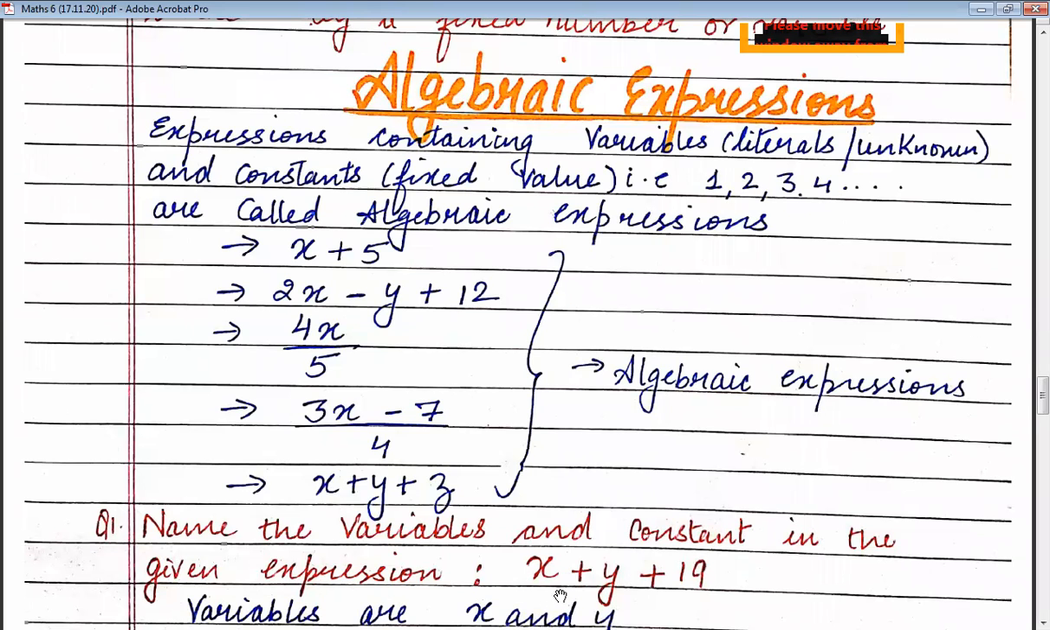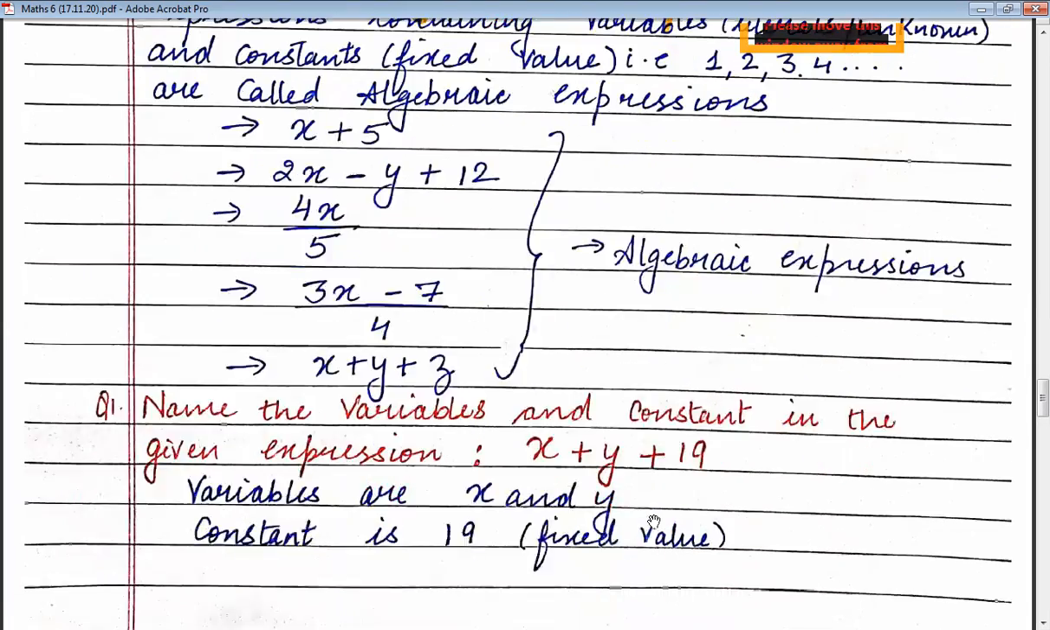When the numbers or variables are connected with a positive or negative sign, they become terms. So there are three terms: first term, second term, third term. Let me repeat: first term, second term, third term. The first term is x, the second term is y, and the third term is 19. Okay, children? So these are the terms.